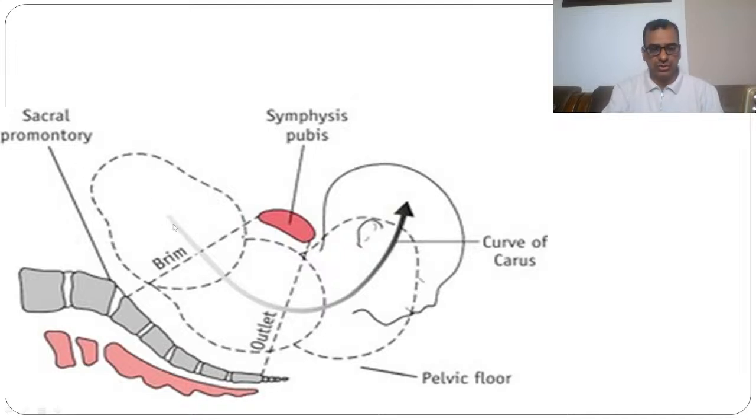You can see in this picture. So this imaginary line is the curve through which the fetus is emerging, or coming out of the outlet.